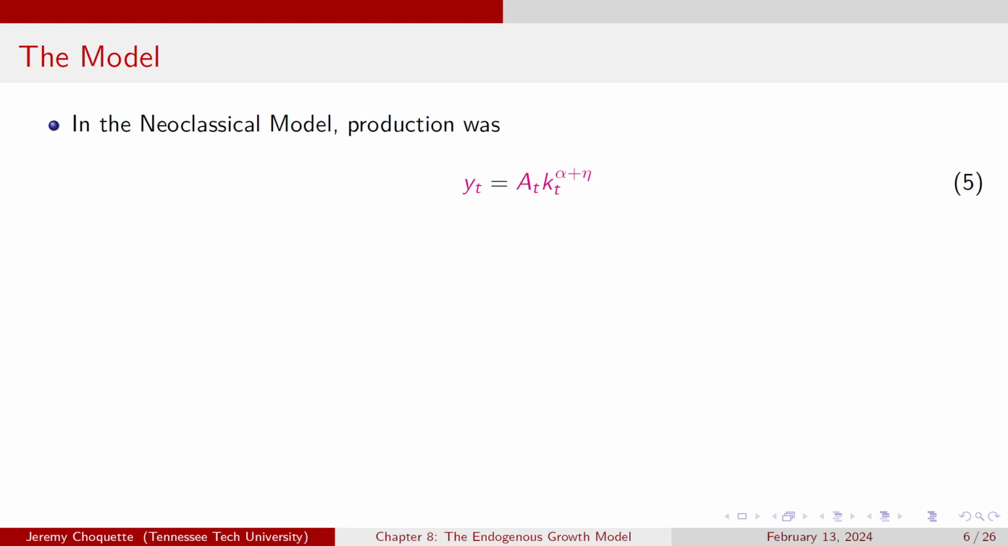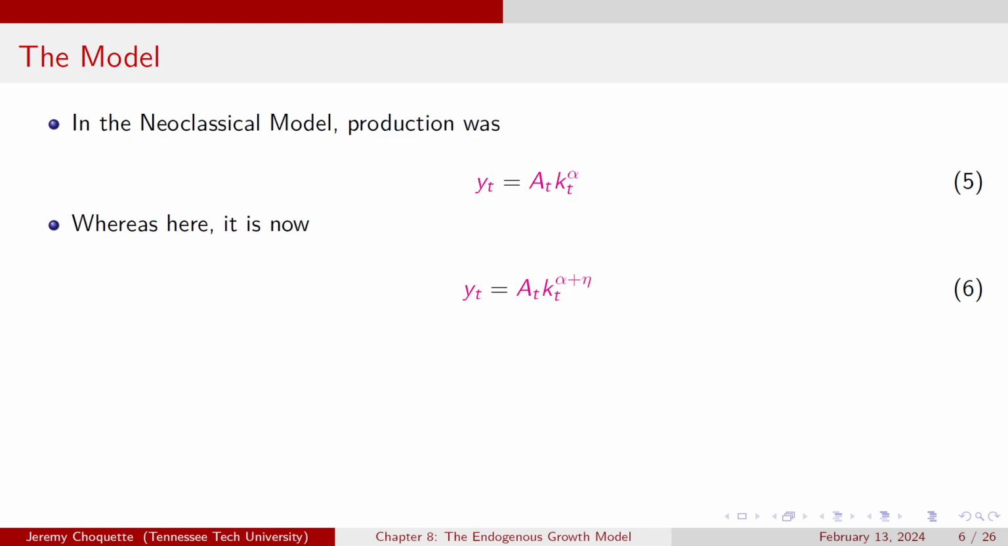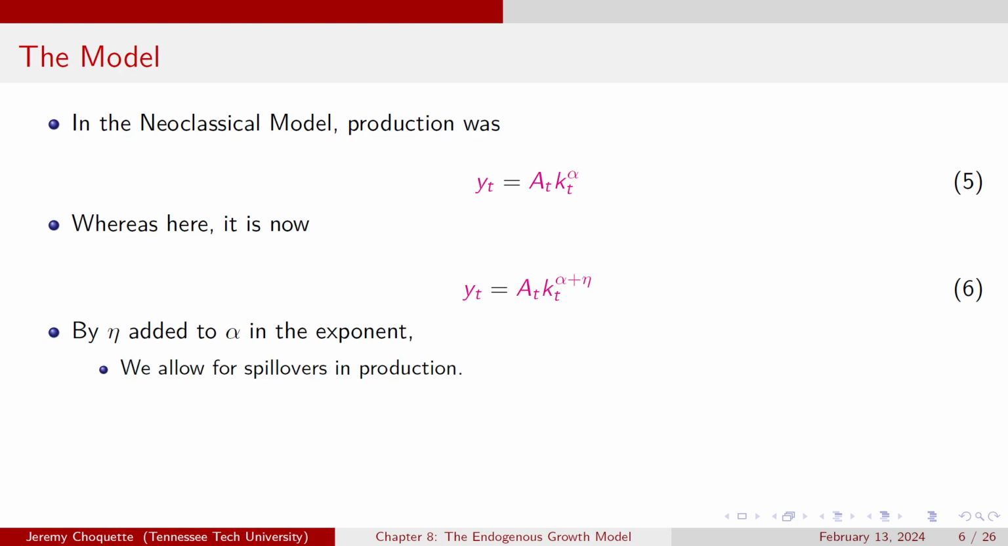In the neoclassical growth model, production was actually this. I don't know how to fix anything in post, so I just hit pause and then fixed it, and here we are. So this is what the production for the neoclassical growth model was: y equals A times k to the power of alpha, where alpha is capital's share of output. Now here it's y equals A times k to the alpha plus eta. Eta gets added to that alpha exponent.